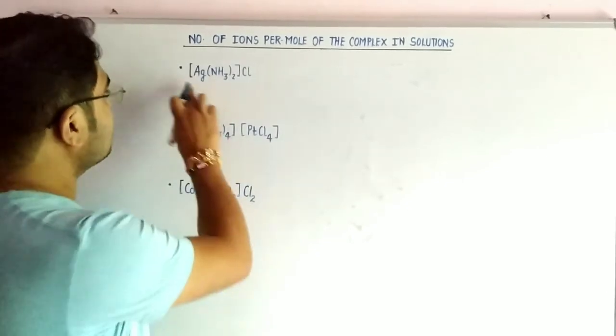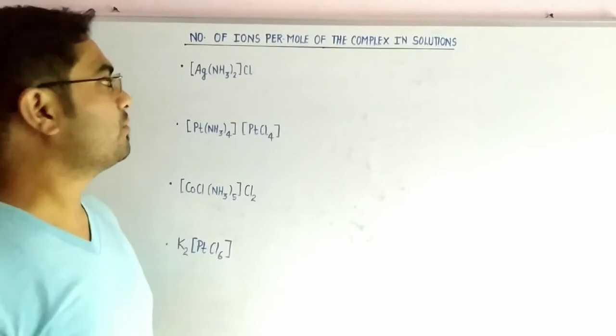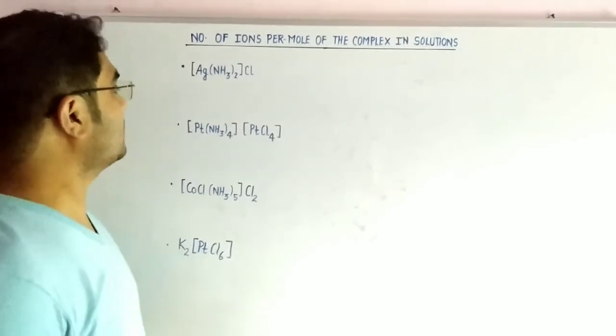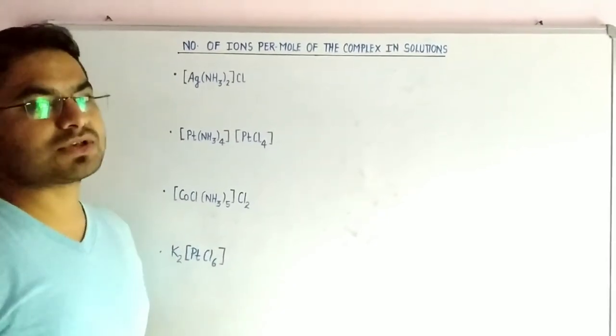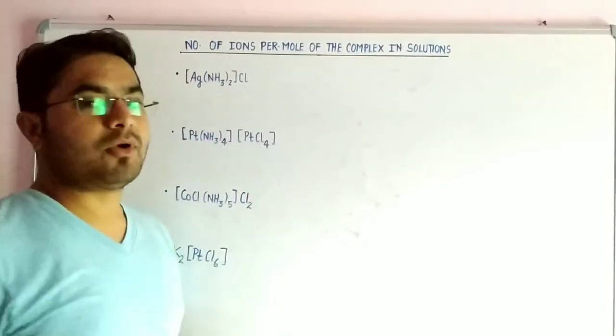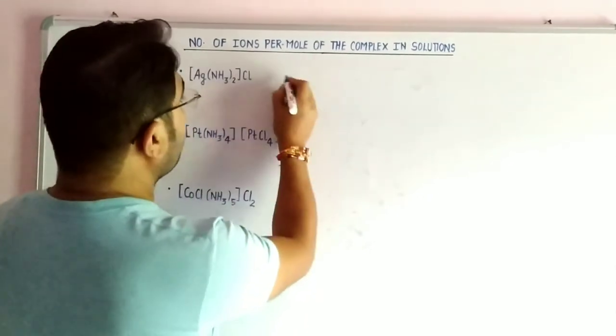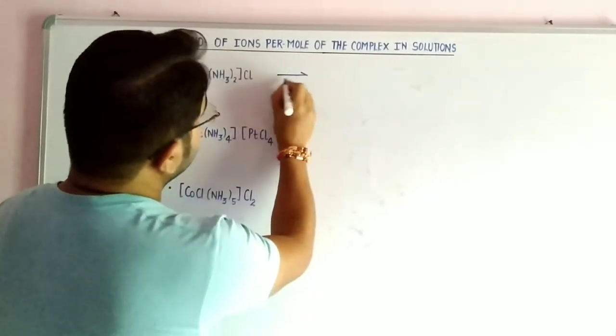So in the first complex, how do we predict the number of ions per mole if the complex is given in the question? Simply, this all depends upon the mode of ionization, that is, how the complex is ionized.